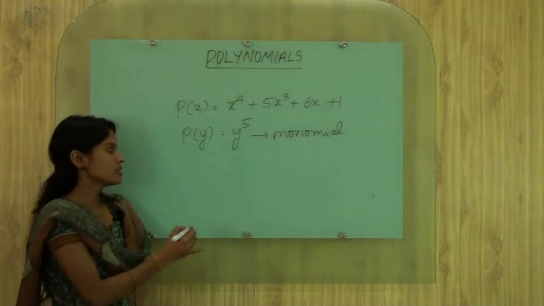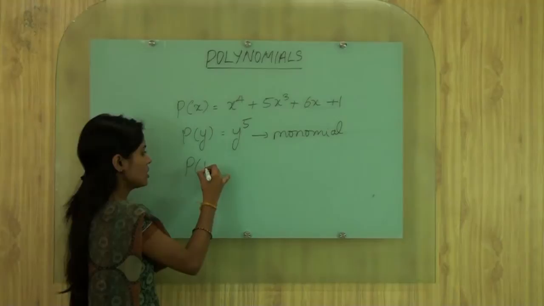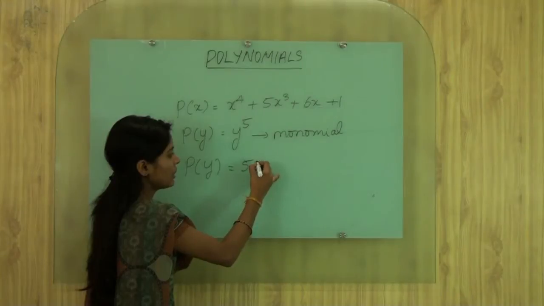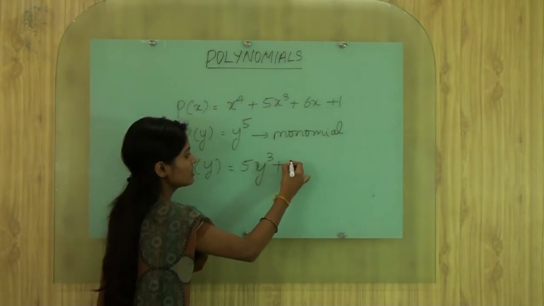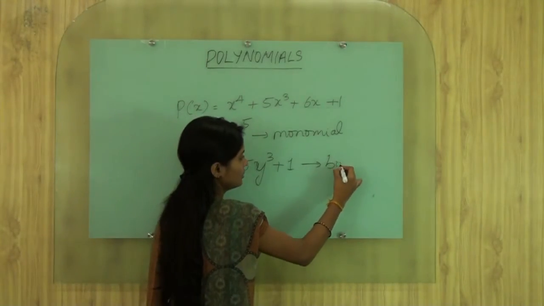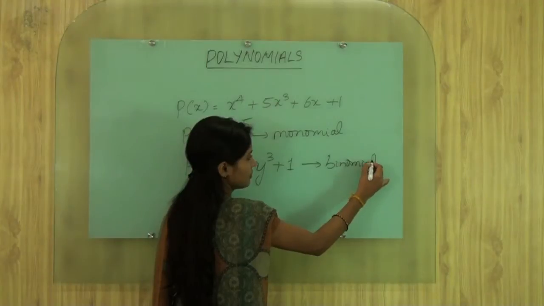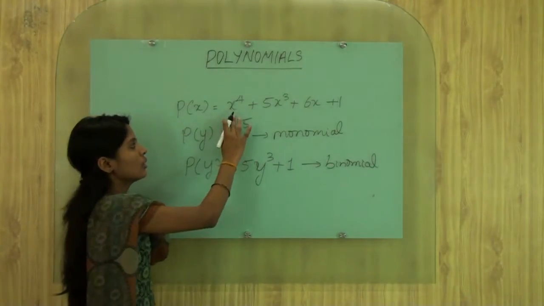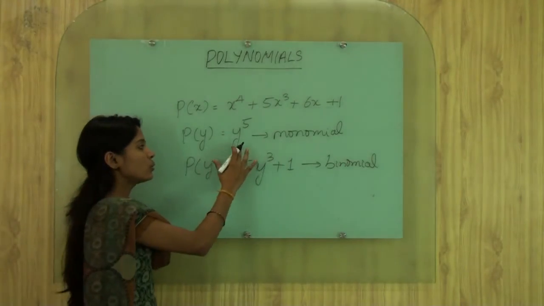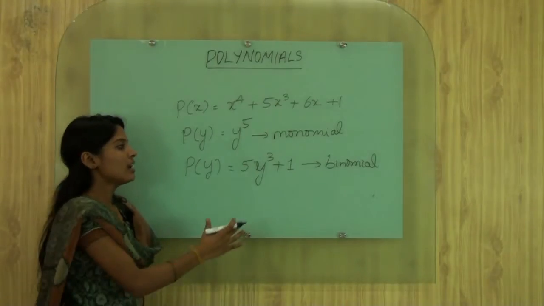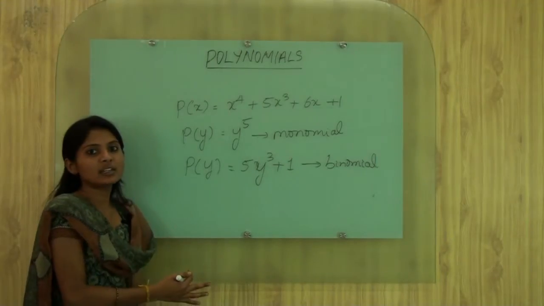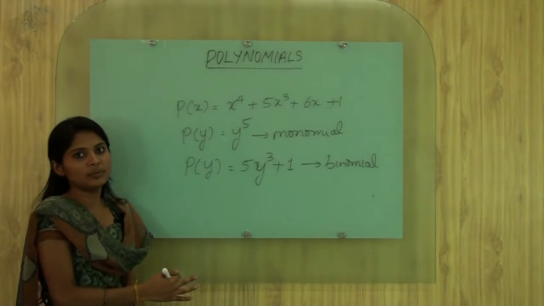If we have 2 terms, say p of y is equal to 5y cube plus 1, we have 2 terms here, so this is called a binomial. And one which has more terms is called a polynomial. The polynomial having 1 term is called a monomial. The polynomial having 2 terms is called a binomial, and a polynomial having 3 terms is called a trinomial.